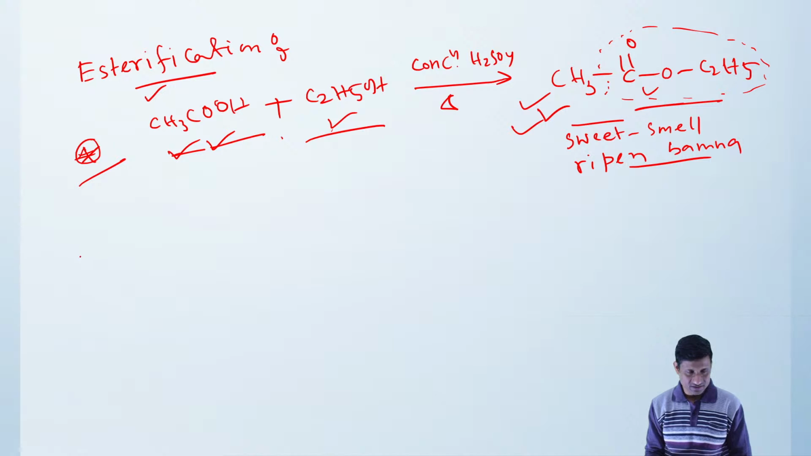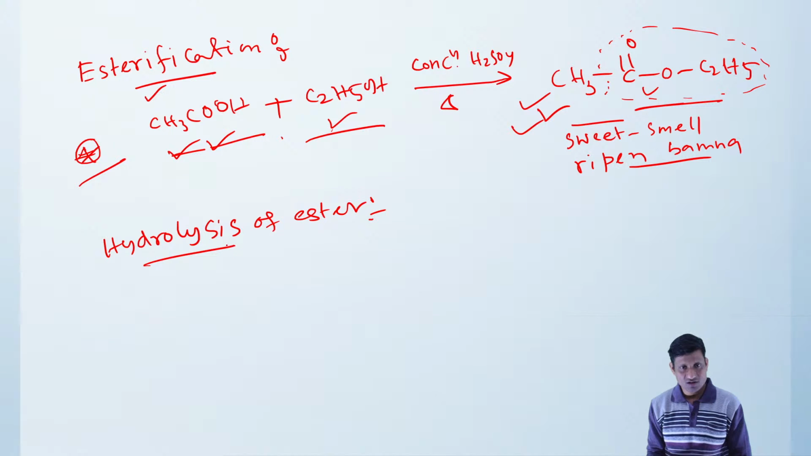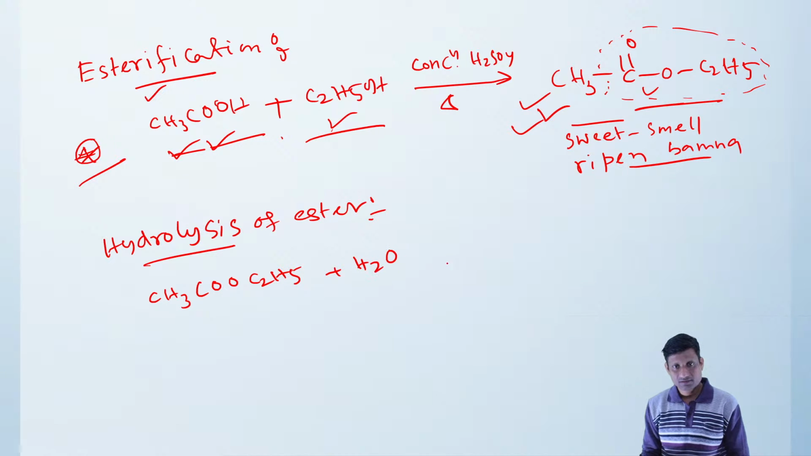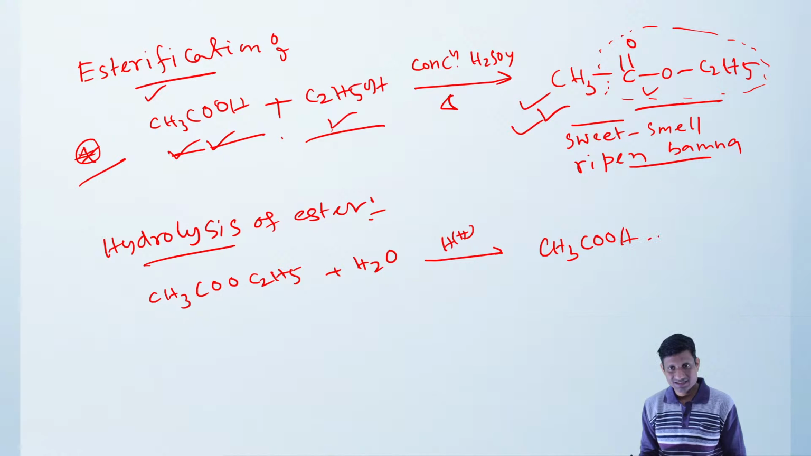Not only is this an esterification reaction, you will also learn about ester hydrolysis, or hydrolysis of ester. In hydrolysis, water is added. If we take the same ester with C2H5, and water in presence of acid or base, this will again produce the corresponding acid and the alcohol.